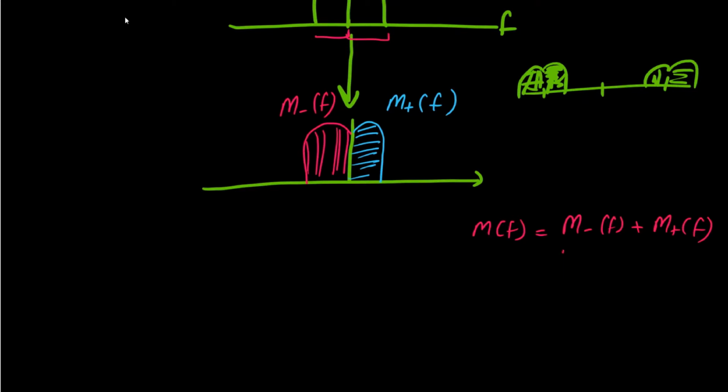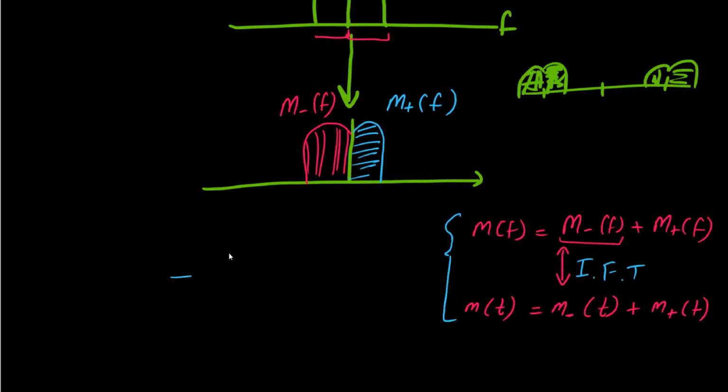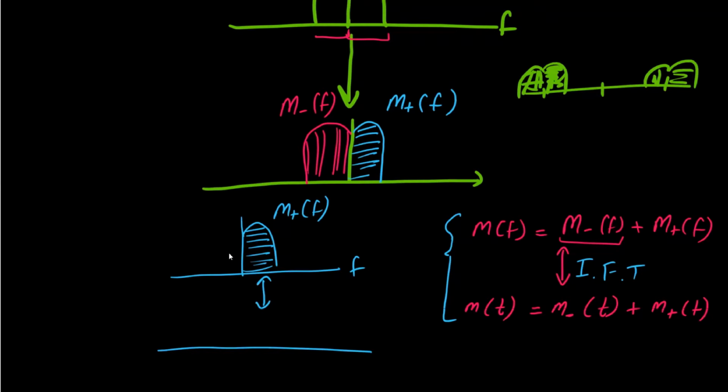So if we take the inverse Fourier transform of this signal, we would have m of t. The inverse transform of this would be m minus of t, and we would have m plus of t. So we have this inverse Fourier transform. So then we have m minus of t and m plus of t. That is, if we are considering just m plus of f, just one part of the spectrum, if this is all that you have, the inverse Fourier transform is naturally m plus of t.